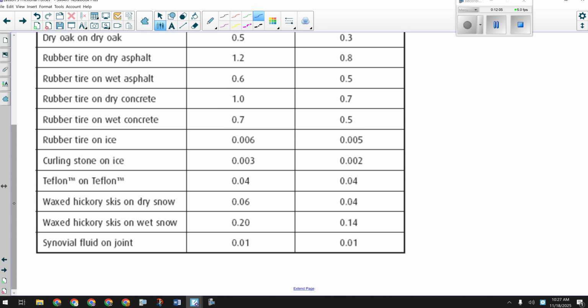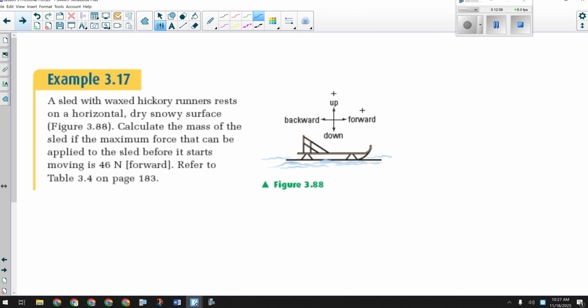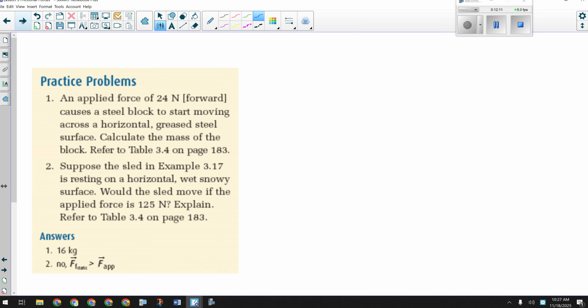All right, making sense? Just to give you an idea, some of the surfaces we might encounter on a day-to-day basis. All right.